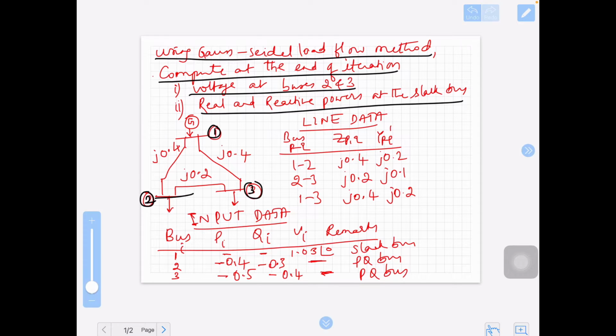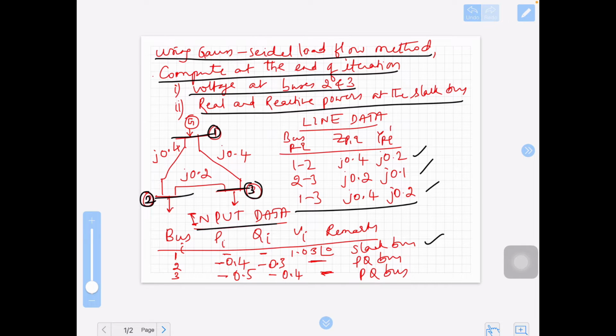Between the 3 buses, 3 transmission lines are connected, and the line data is clearly given: where the line is connected, the line impedance, and also the total line charging admittance. The system data is also given as input data: what type each bus is, and all the details required at each bus.